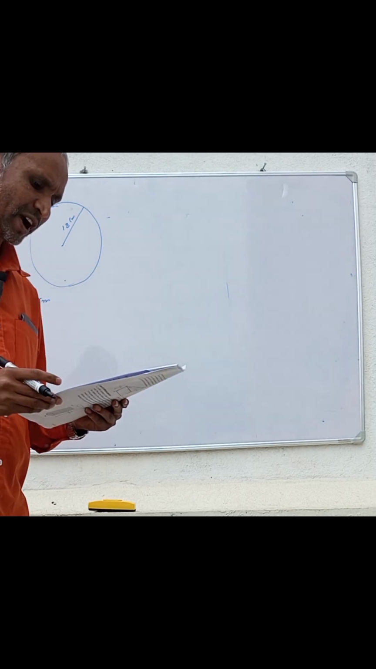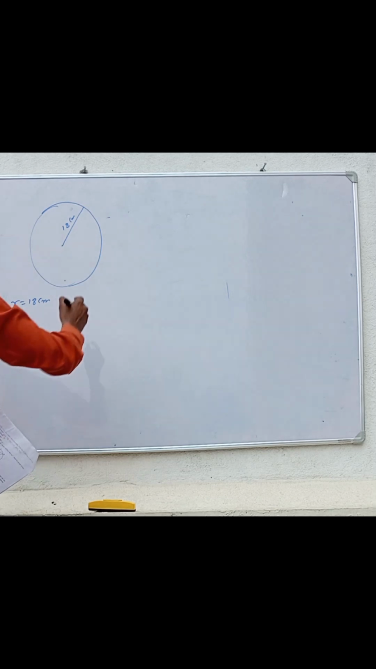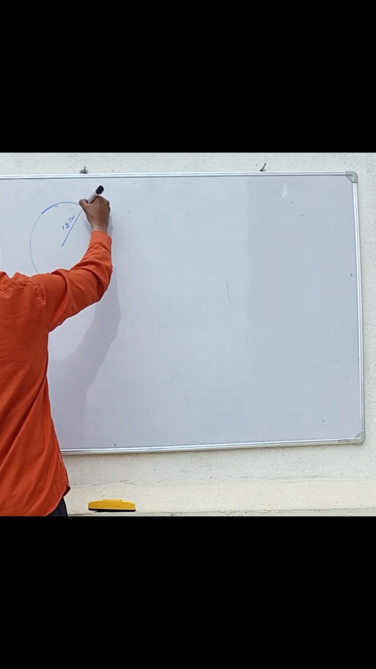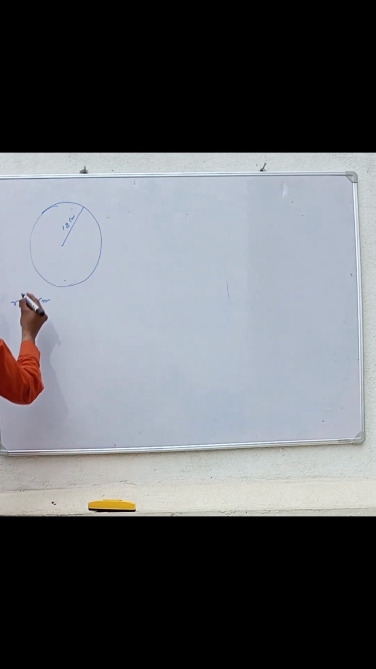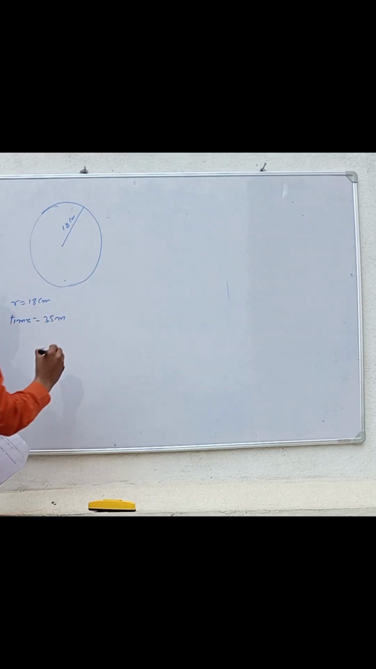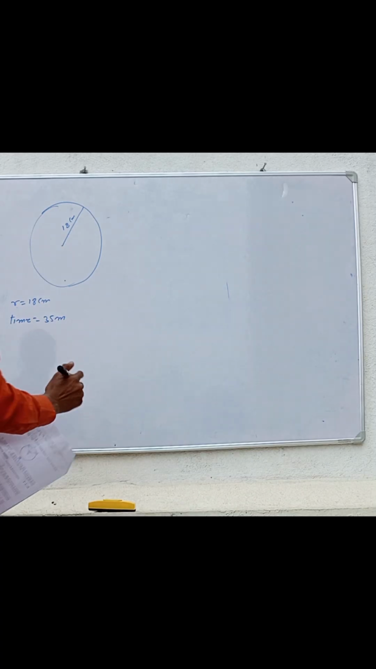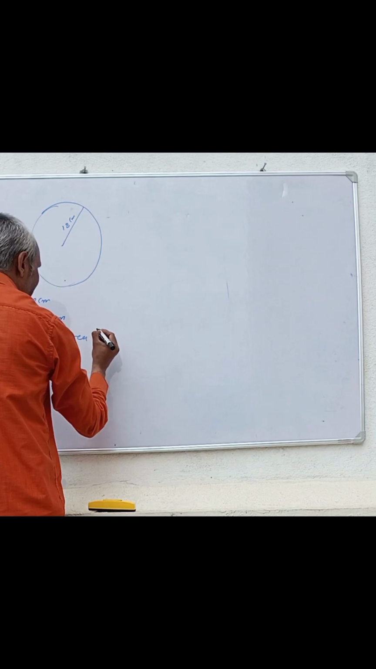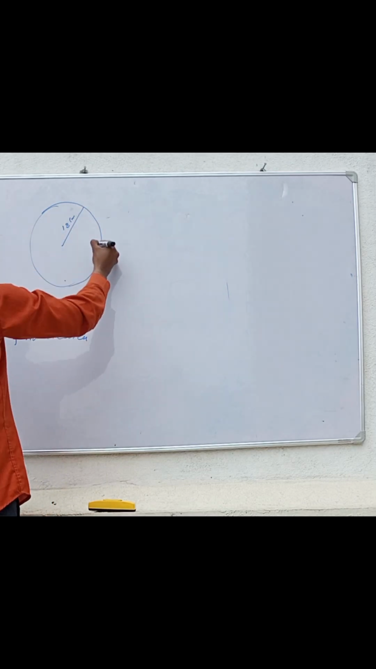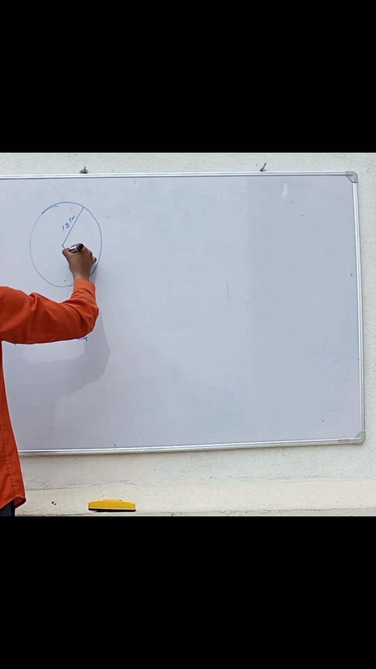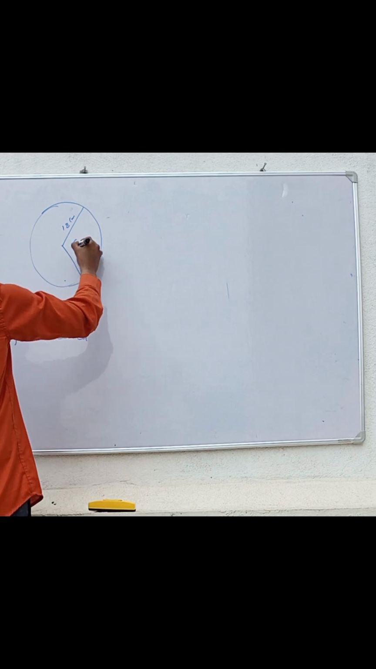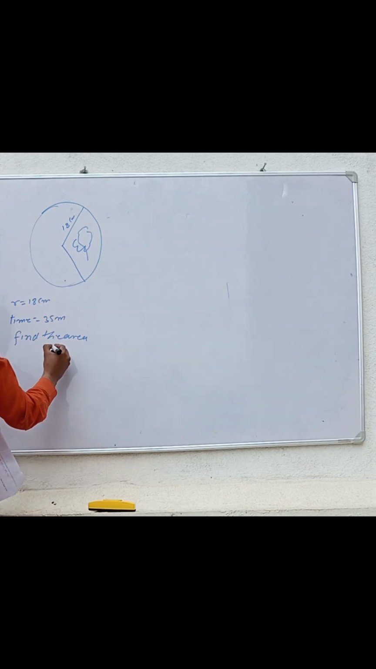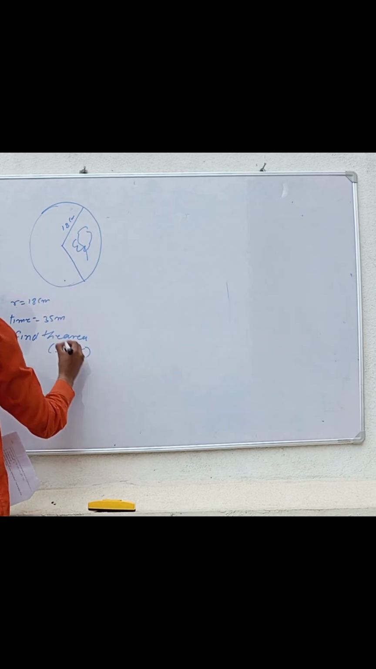Find the area swept by the minute hand in 35 minutes. Here it starts from 12 and comes to 35 minutes, time given is 35 minutes. First of all we have to find the area. Suppose it comes from here to here, then this part becomes the sector.